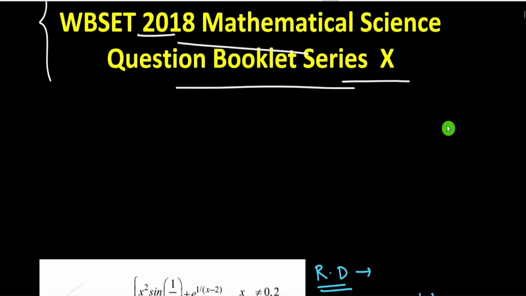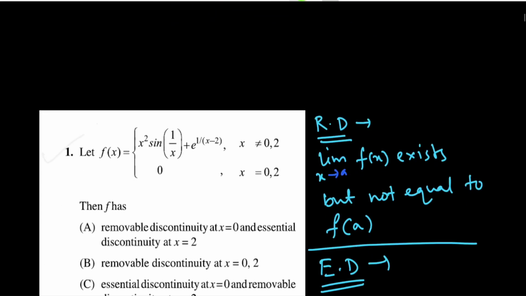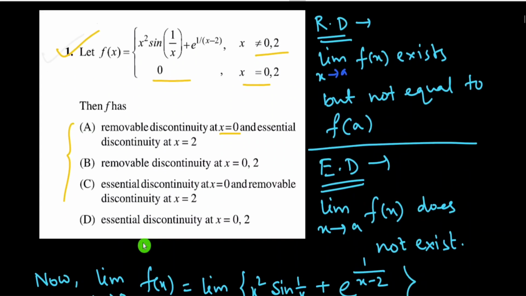So let's start with question number 1. Question number 1 says: let f(x) equal to x square sin(1/x) plus e^(1/(x-2)) for x not equal to 0, 2, and 0 when x equal to 0, 2. Then f has a removable discontinuity at x equal to 0, essential discontinuity, and so on. These 4 options are given for this question.